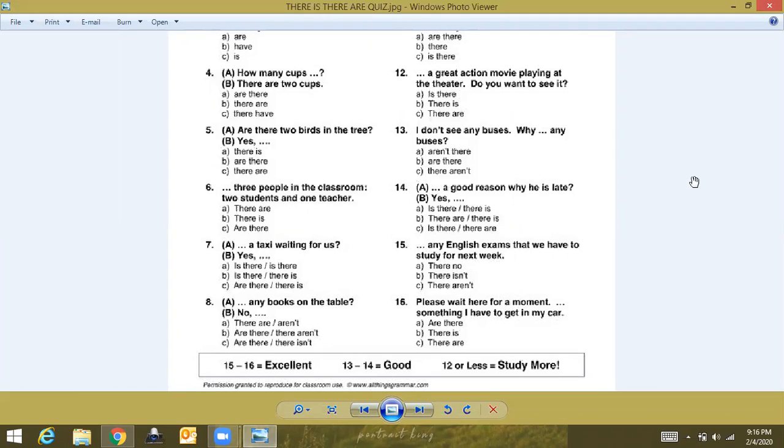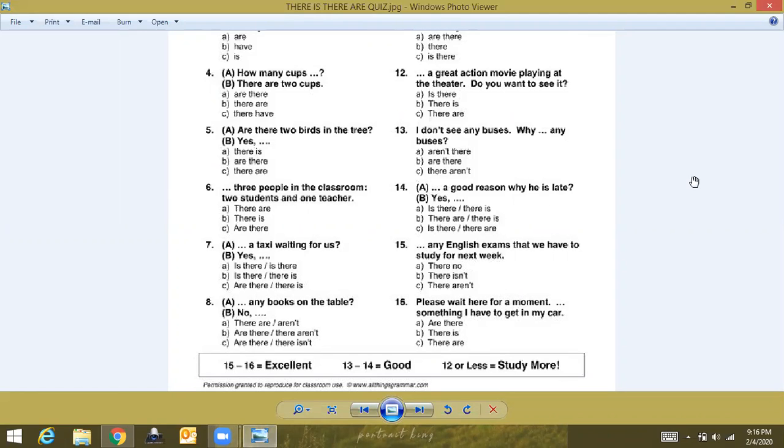And the last one, 16. Vamos, cualquiera, anybody. Please wait here for a moment. Ajá. Vamos, vamos. There is something I have to get in my car. Yes, thank you, Pamela. So please wait here for a moment. There is something I have to get in my car. Hay algo que tengo que ir a traer a mi carro.